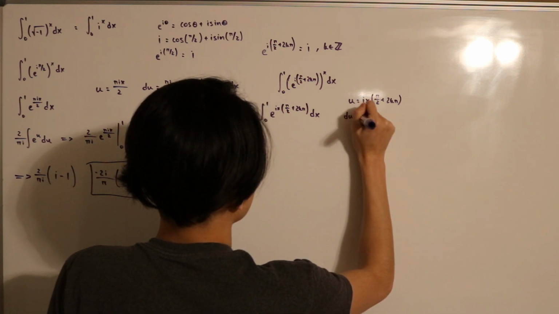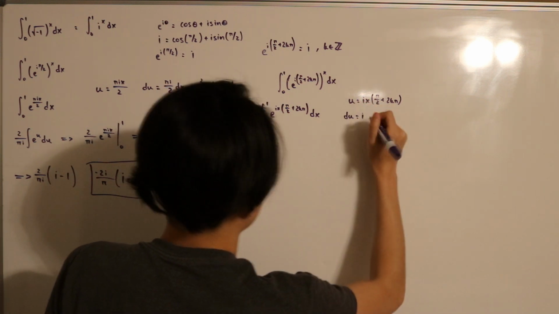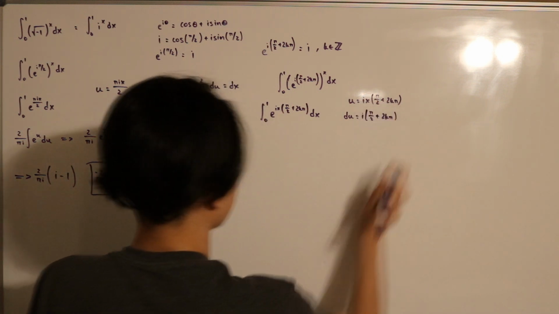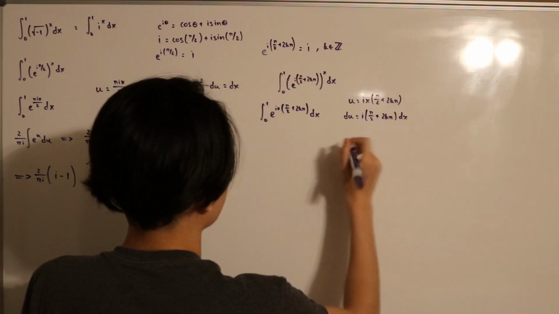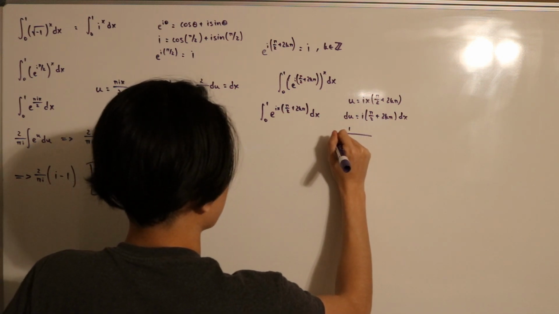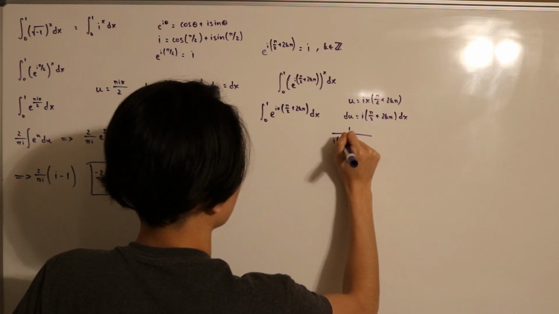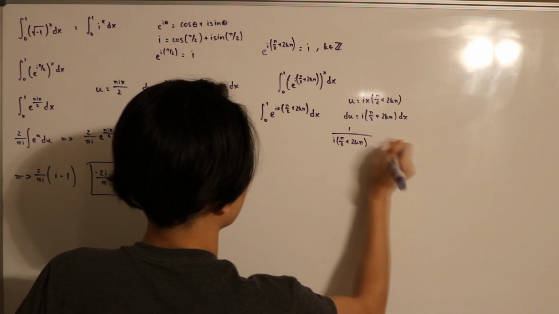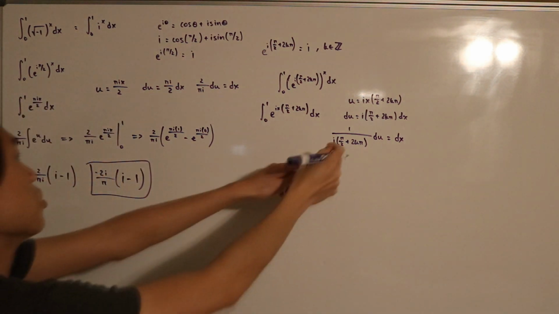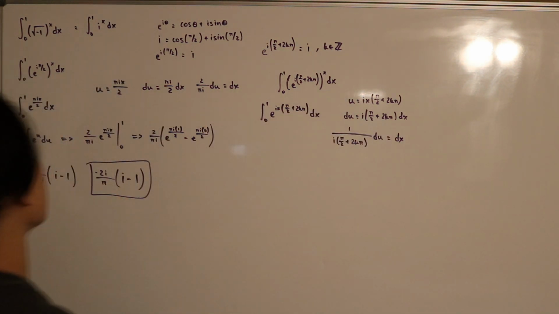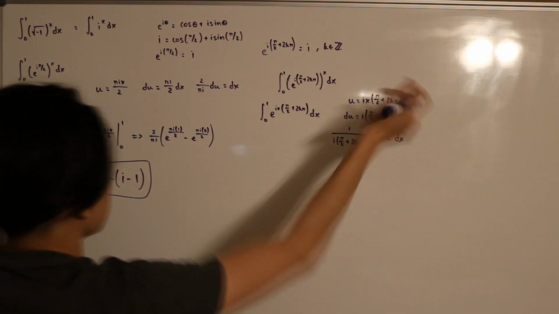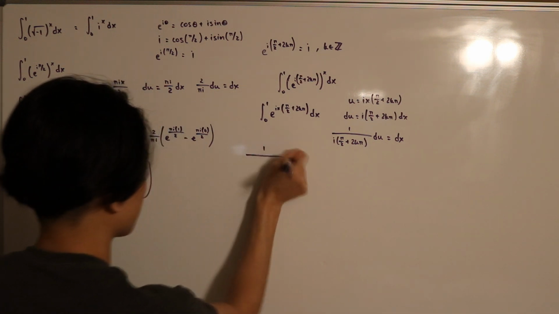And we let du equal i times (pi over 2 plus 2k pi) dx, and divide by both sides. We have 1 divided by i(pi over 2 plus 2k pi) du equals dx. And this is a constant, so we can just move it outside the integral. Same as before, the integral of e to the u is just e to the u, then plug in u equal to this, and we have this whole thing right here.